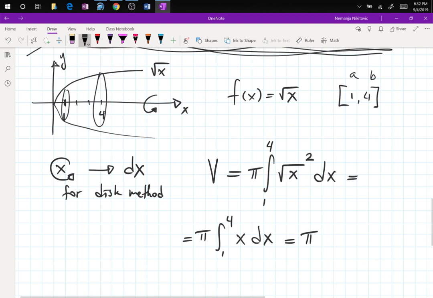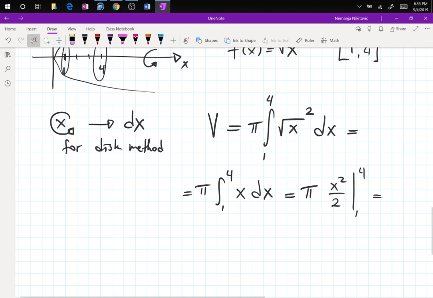Integral of x is what? X squared over 2. Excellent. X squared over 2. See, you even did this for me. It's like, what do I do? You integrate for me everything. And now we compute this.